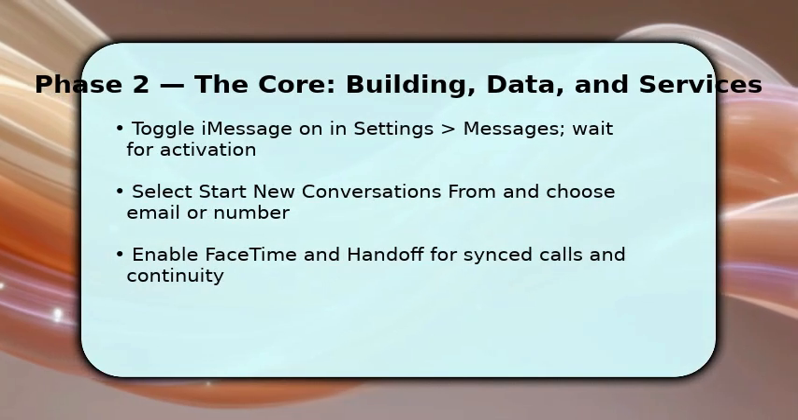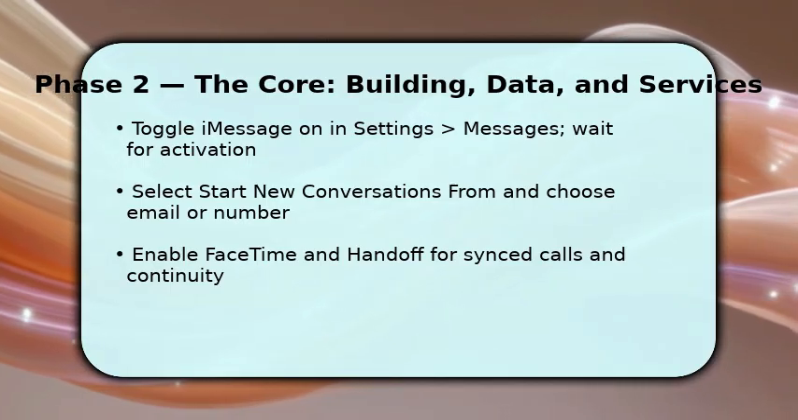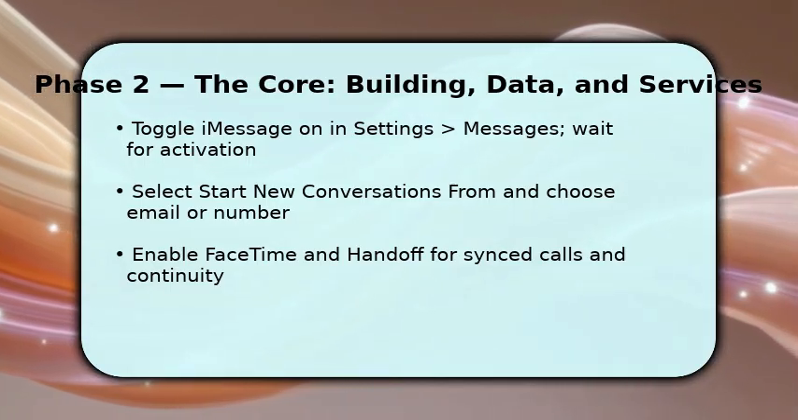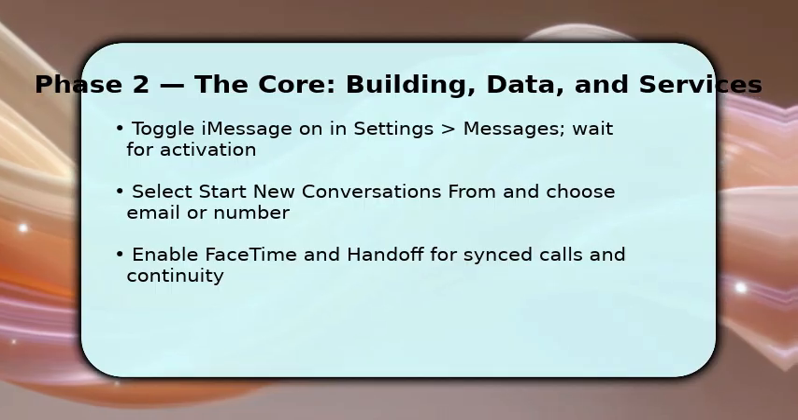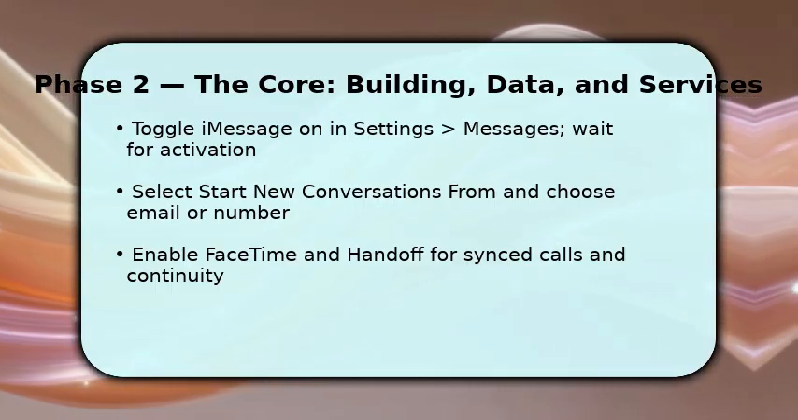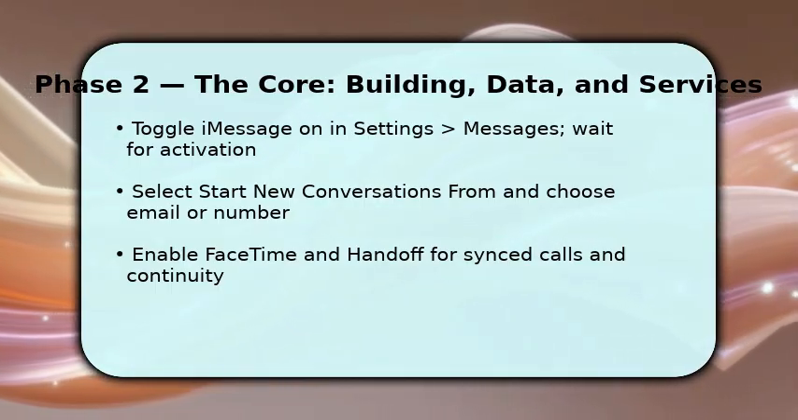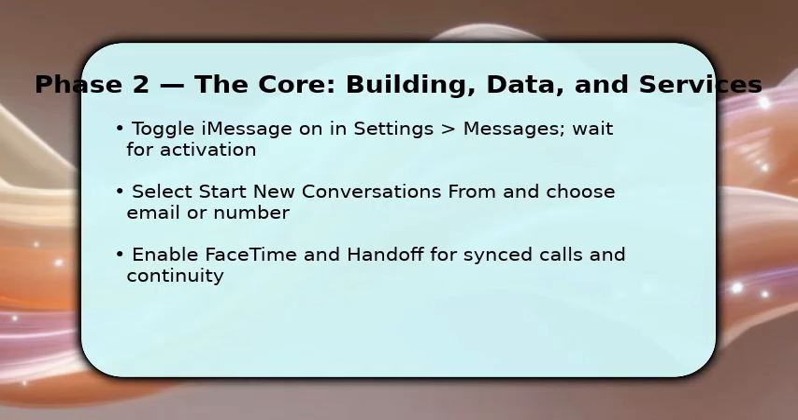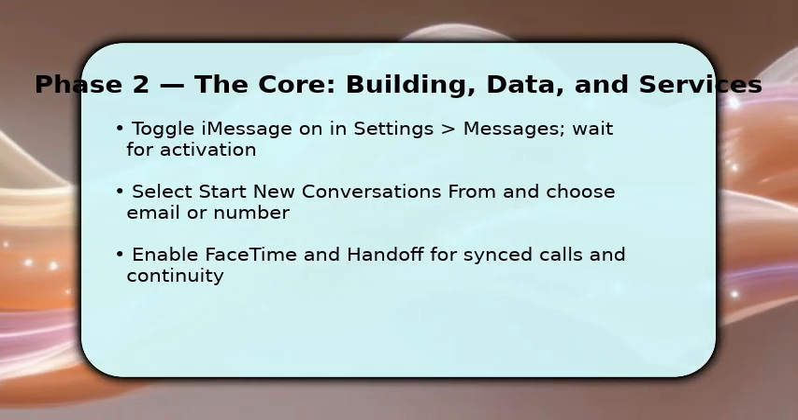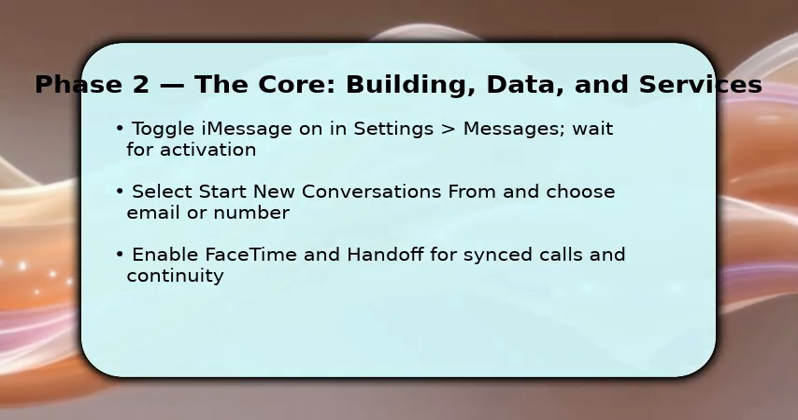Now, enable iMessage in Settings Messages. You may see activating. Wait patiently because Apple verifies your ID over the network. Next, tap Send and Receive and pick the email or number you want people to see. This determines your outgoing identity. Make sure Start New Conversations from is set correctly.